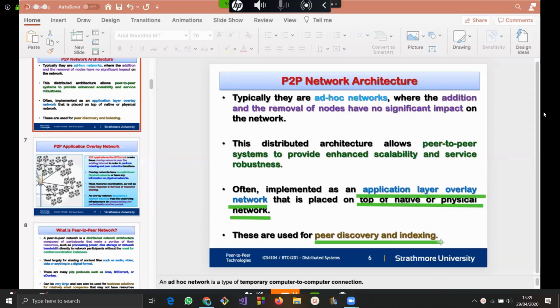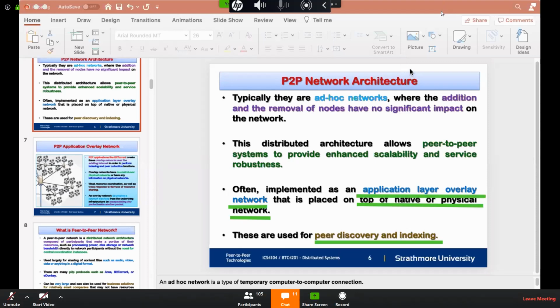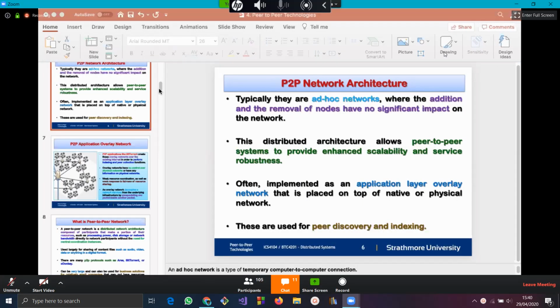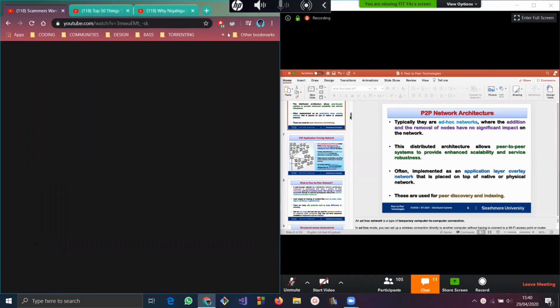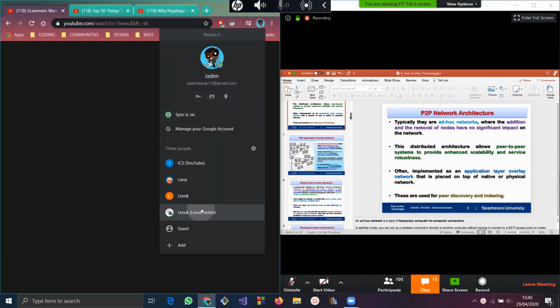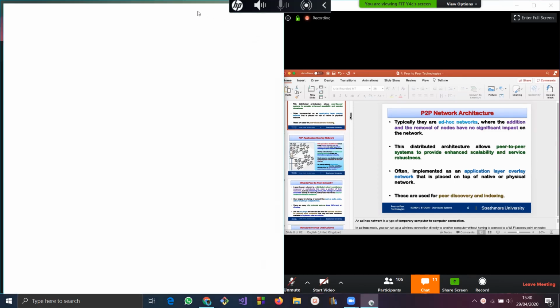So the peer-to-peer ad hoc networks run on top of the native network, and they are very good in terms of helping us to discover new peers. Why is that important? Because we have said it's ad hoc, so we keep on adding things, we can remove things. Adding provides potentially new services, and therefore we need to be able to discover those services so we can use them.